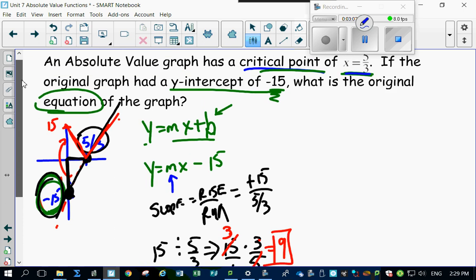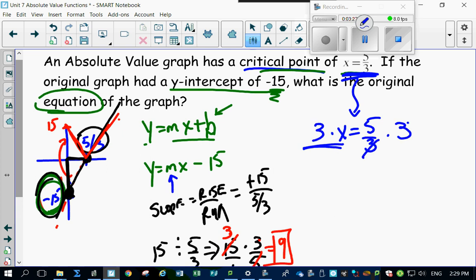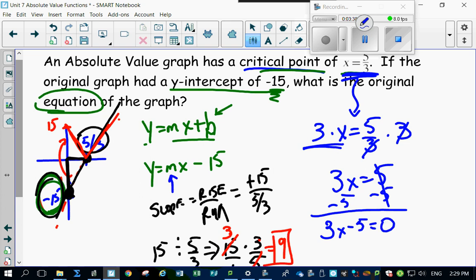Let me show you the other way of doing this. I'm going to look at this critical point down here and know that's x equals 5/3. Now, here's the cool thing about this. Let's solve this and go backwards and figure out the original formula. So in other words, I'm going to multiply both sides by 3. That's going to get rid of the fraction to give me 3x equals 5. Then I'm going to subtract the 5 from both sides. And check this out. Boom. That's going to give me 3x minus 5 equals 0.